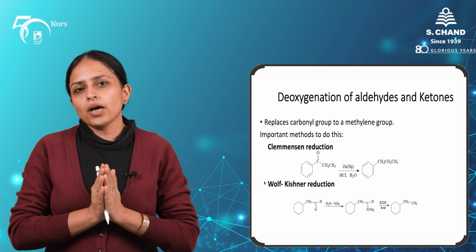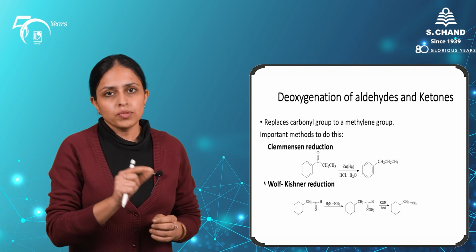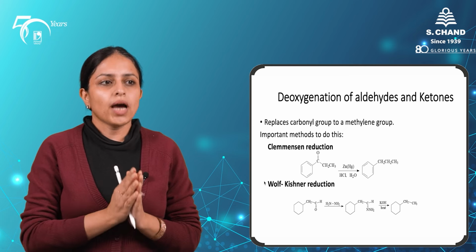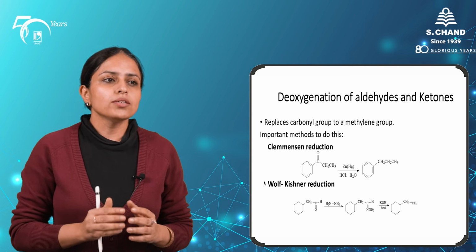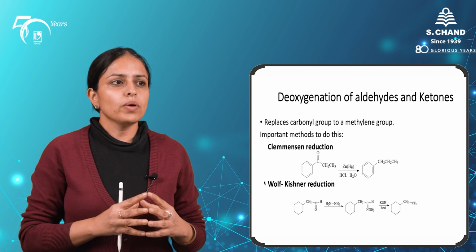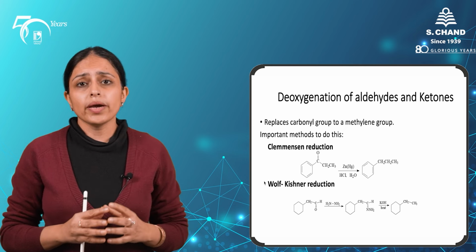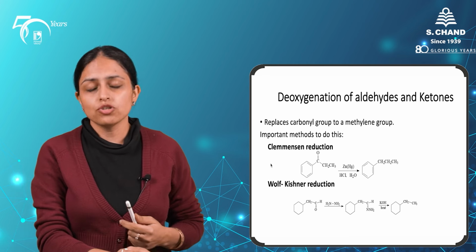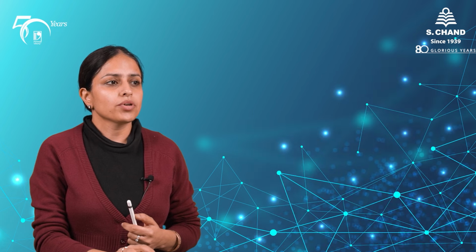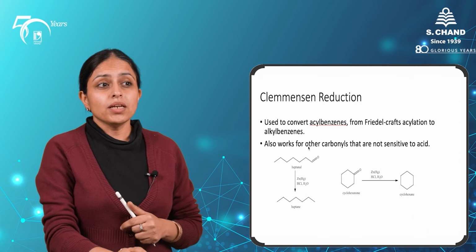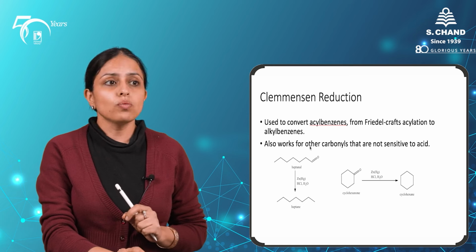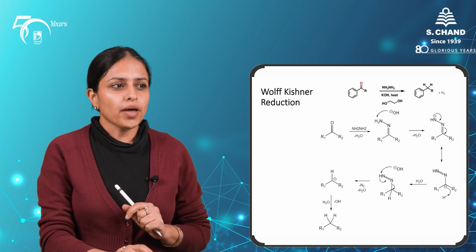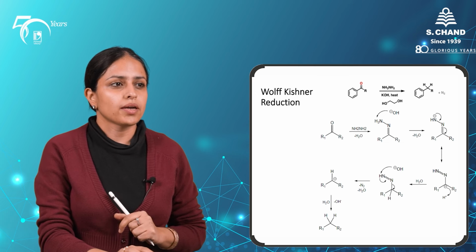And in the Wolff-Kishner reduction we use hydrazine. The first step is reacting the carbonyl compound with hydrazine to form the hydrazone, and the second step is hydrolysis of this hydrazone in the presence of KOH and heating it to give you the corresponding deoxygenated compound, that is, the alkyl substituted compound. So the Clemmensen reduction is basically useful for those compounds which are not sensitive to acid. Okay, and Wolff-Kishner reduction is also a similar reaction of this kind.